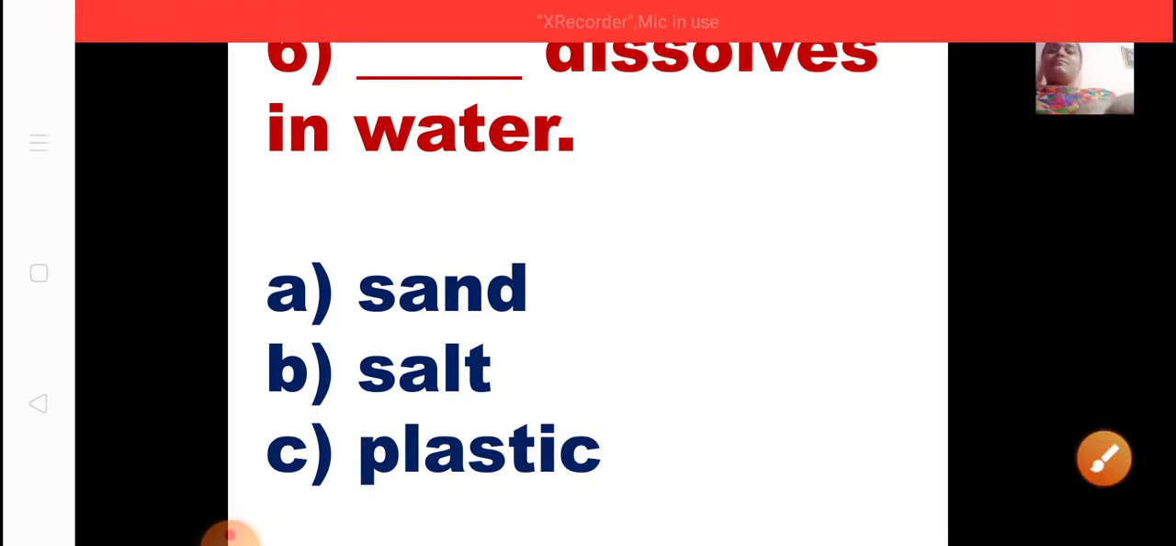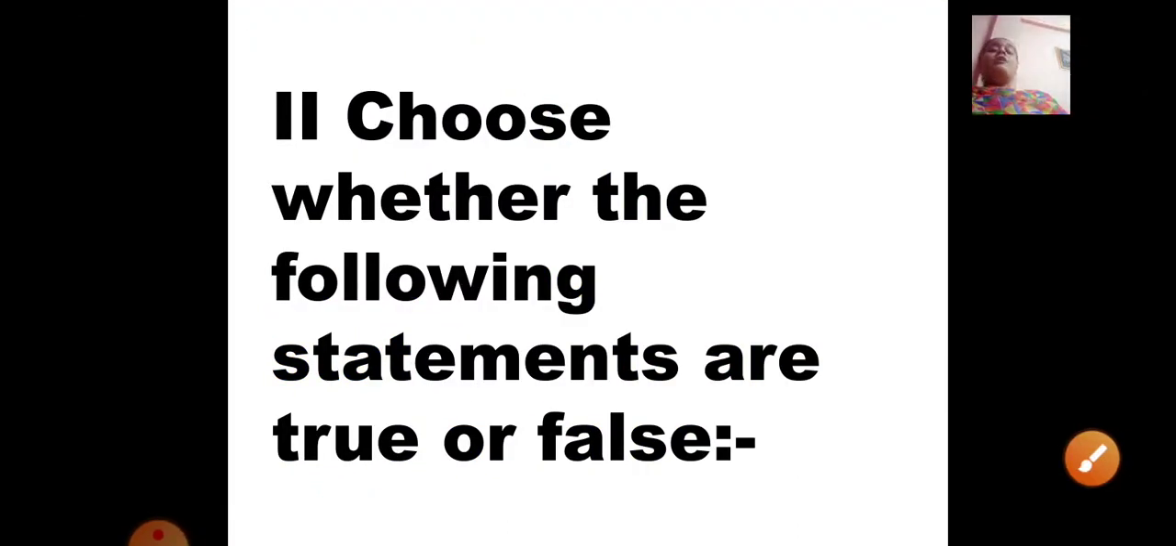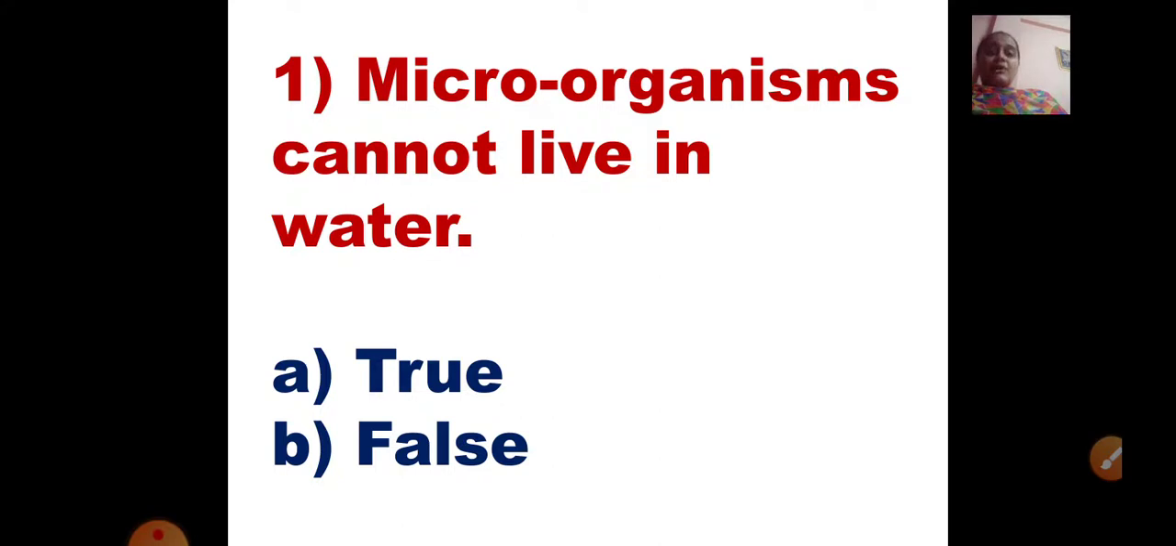Okay. Now we will move on to the second Roman number, that is choose whether the following statements are true or false. Okay, read the question very carefully. Look at the first one. Microorganisms cannot live in water. Okay, I am reading out again. Listen to me carefully. Microorganisms cannot live in water. Is it true or is it false?